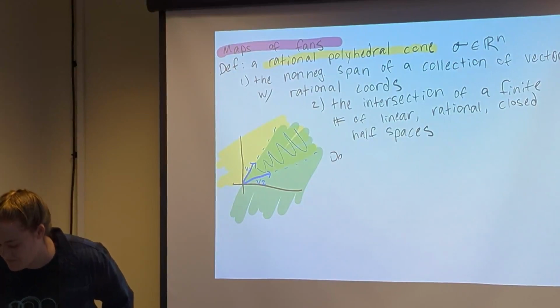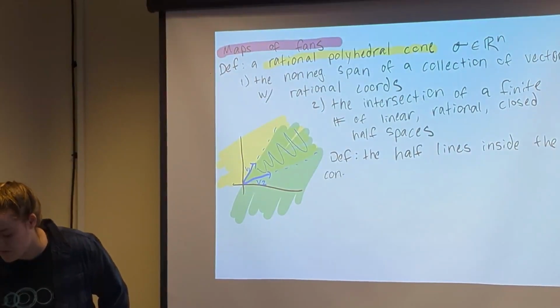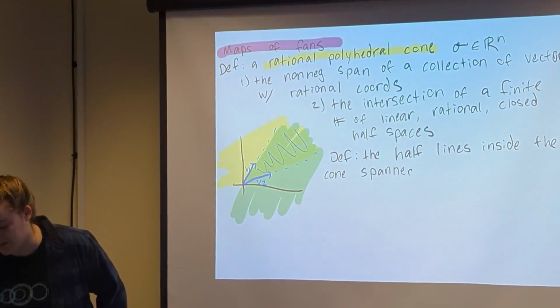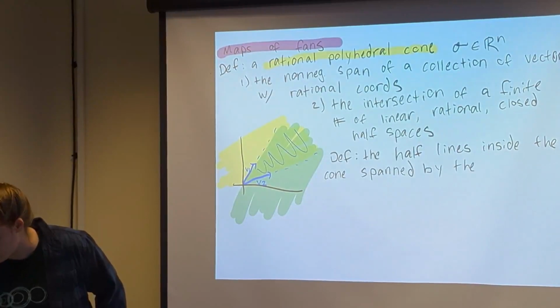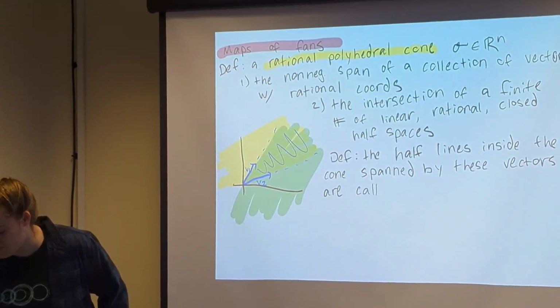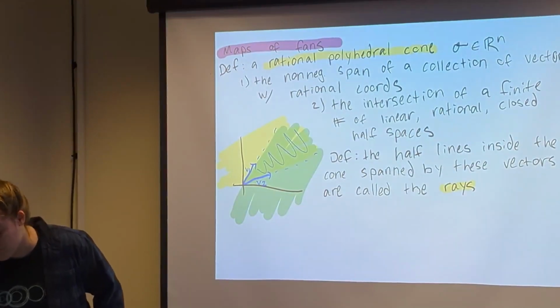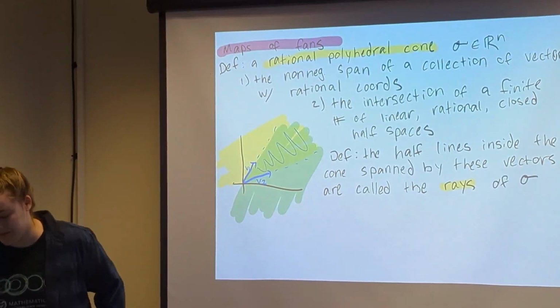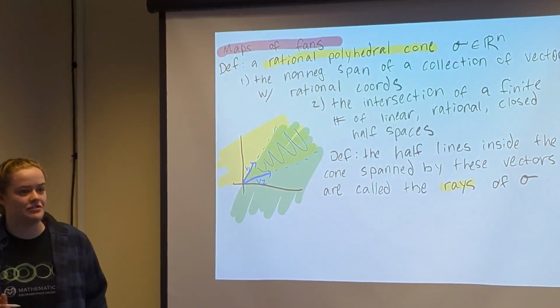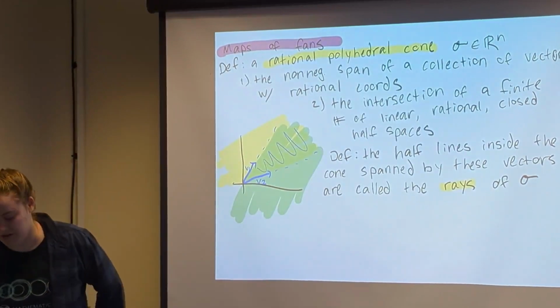Okay, so some more definitions. The half lines inside the cone spanned by these vectors are called rays of our cone, sigma. So, in other words, these are one-dimensional faces of our cone. So that half line and that half line are our rays.